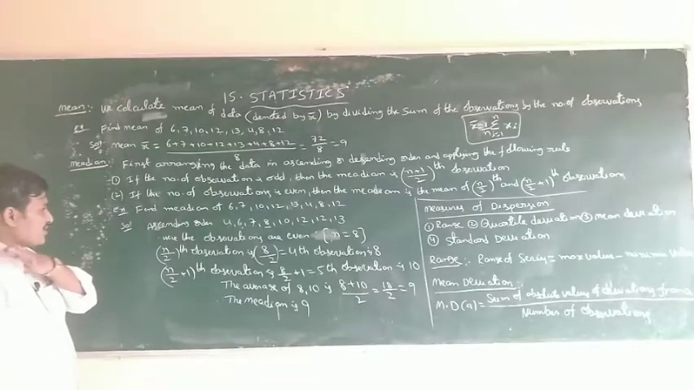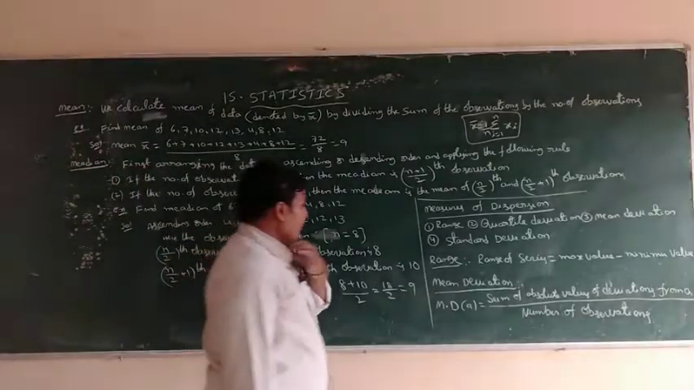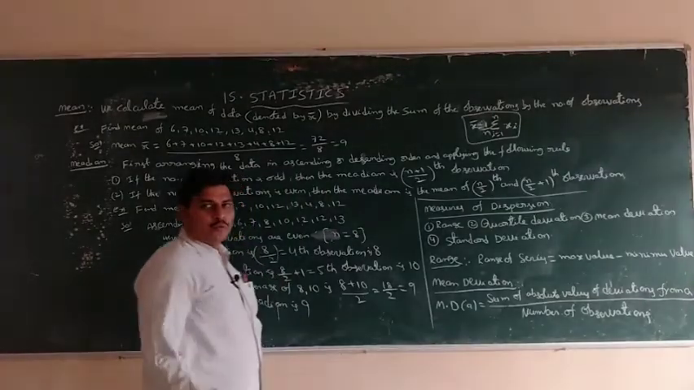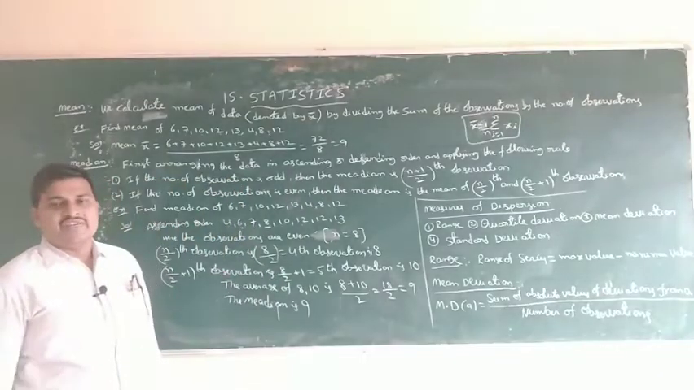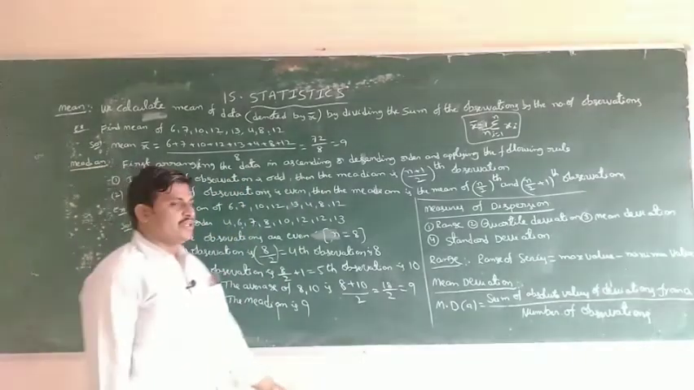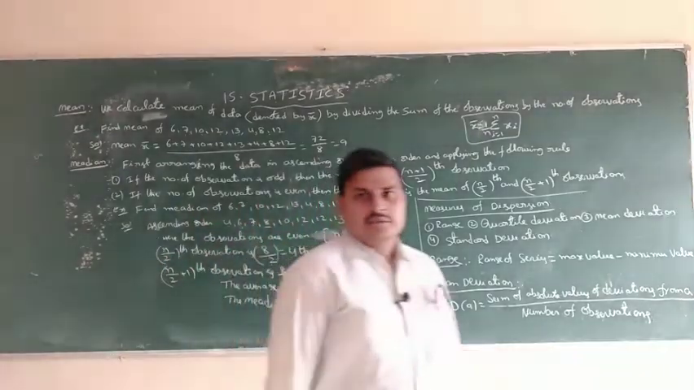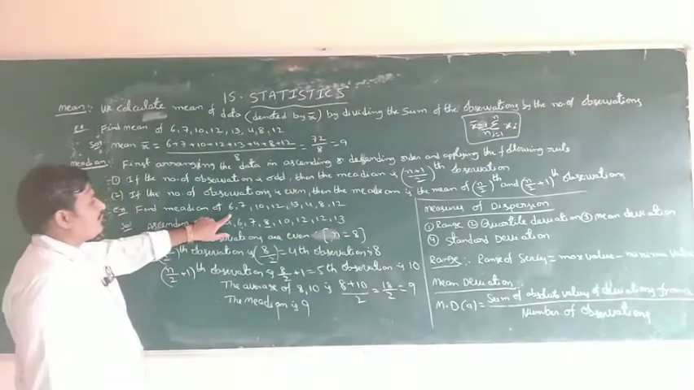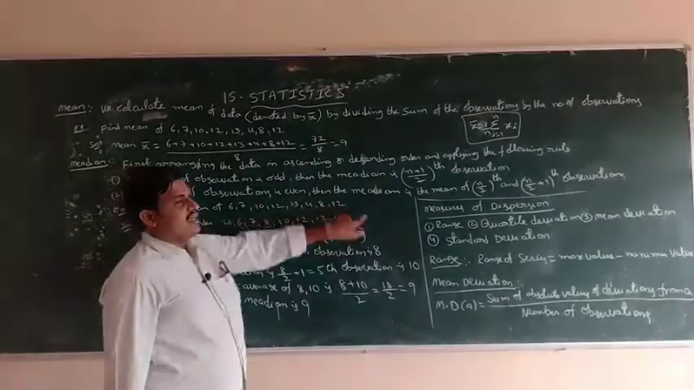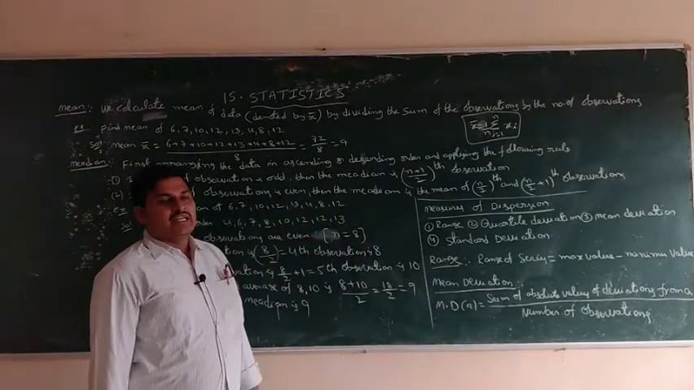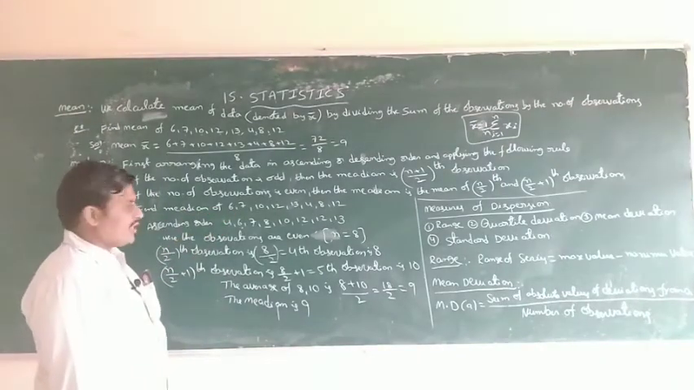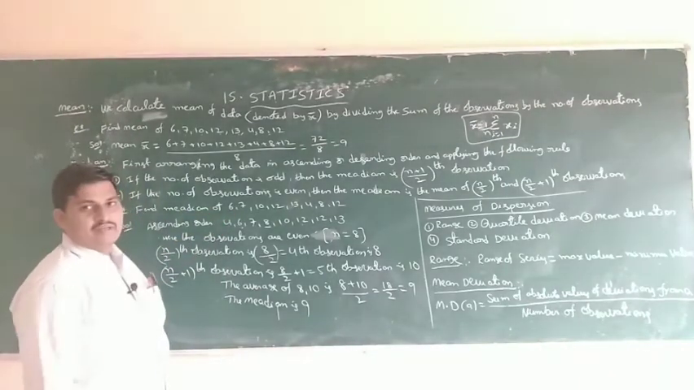Okay. Next, mean deviations are of two types: ungrouped data and grouped data. Ungrouped data means only this type of observations, x1, x2, x3, x4, x5 and so on, this type of problems. Clear?